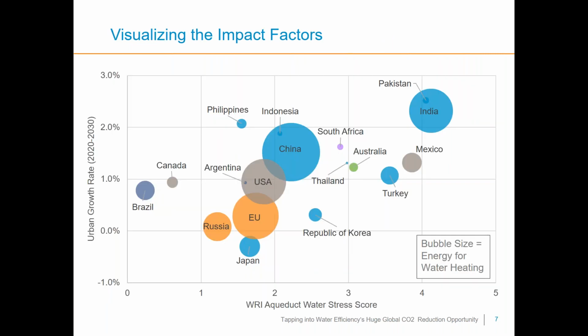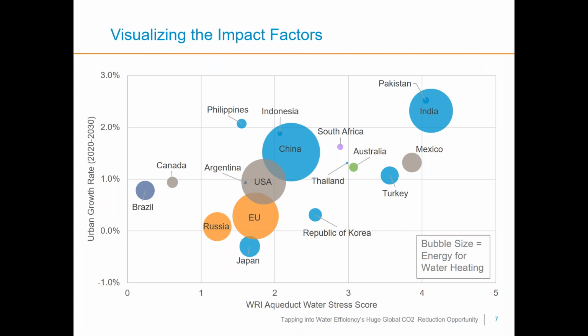So let's visualize it. On this graph, you can see those 18 top emitting countries, or in the case of the EU, economies, plotted against the World Resources Institute Aqueduct water stress score on the x-axis. It's a 0 to 5 score, with 5 being highest water stress, and then the urban growth rate, whether positive or negative, which is a forecast for 2020 through 2030. The size of the circles or bubbles is the energy for heating water as estimated by the IEA.